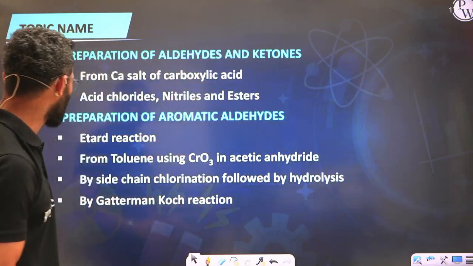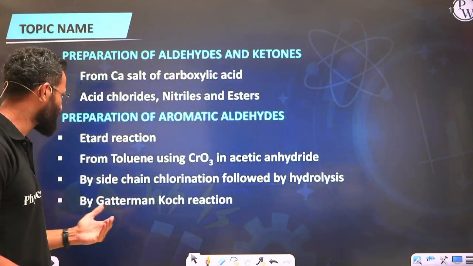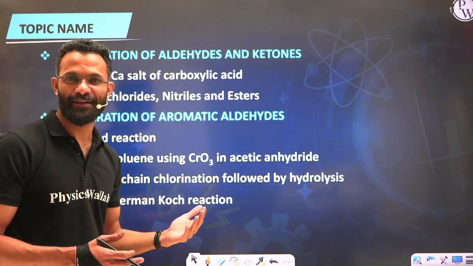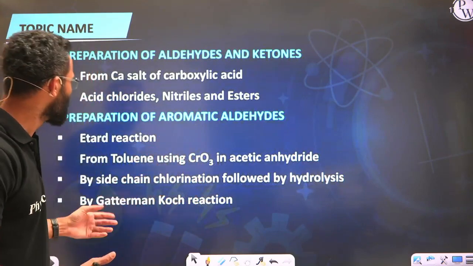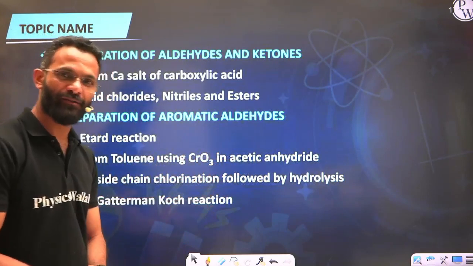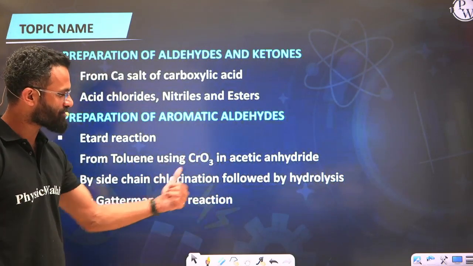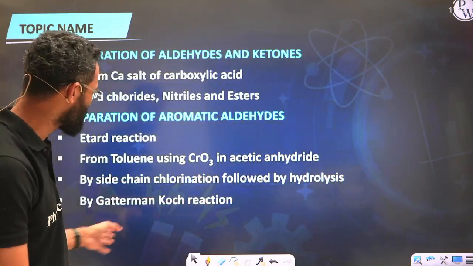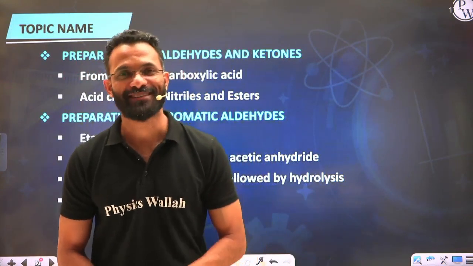Once that is done, then we'll be talking about methods of preparation of some aromatic aldehydes and include several reactions such as Etard reaction, where we will see how toluene can be converted to benzaldehyde. The same toluene can be converted to benzaldehyde using another set of reagent, that is action of CrO3 in acetic anhydride. Followed by, we'll see the commercial method of preparation of benzaldehyde is by side chain chlorination followed by hydrolysis. And finally, one more name reaction, that is Gattermann-Koch reaction for the formation of aromatic aldehyde, which is benzaldehyde.